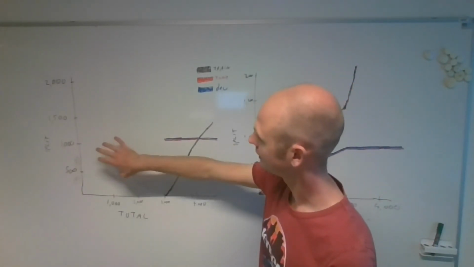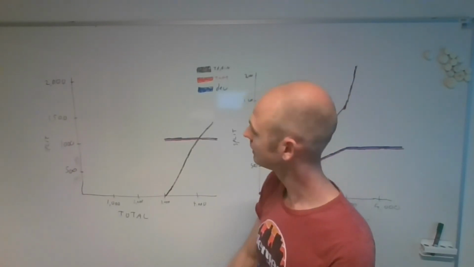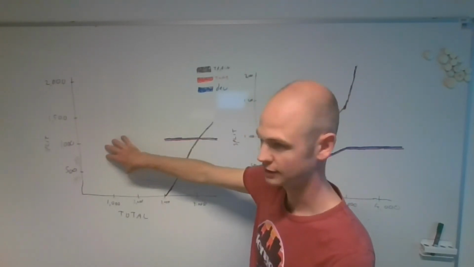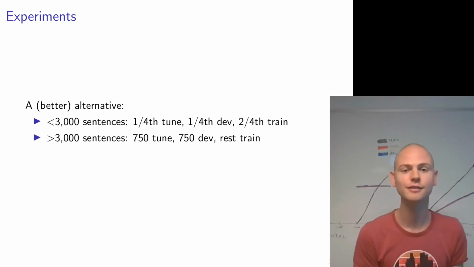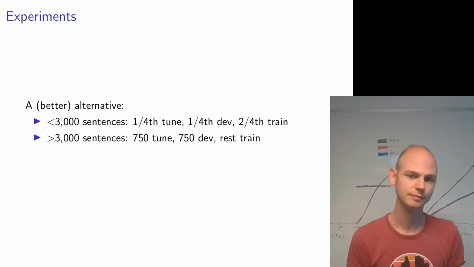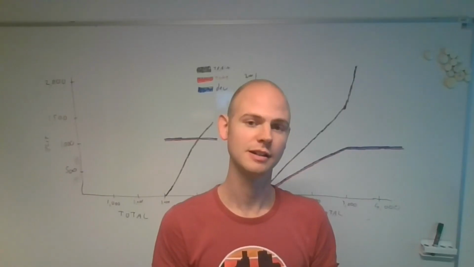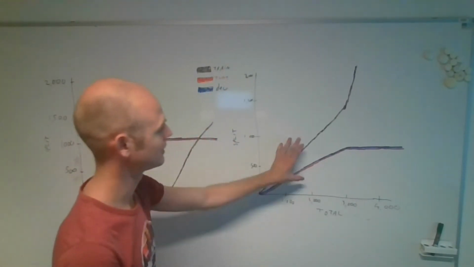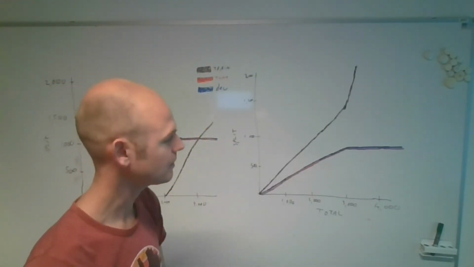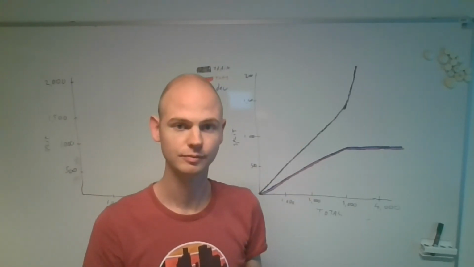And there's one big flaw here that we realized when we were doing more experiments with the tune split, is that small datasets are not considered. So we redesigned the splits in what I consider to be a better alternative, where for datasets smaller than 3,000 sentences, we use 25% for tune and dev, the rest for train, and for datasets larger than 3,000 sentences, we use 750 for tune and dev, and the rest is train. As you can see in the graph here. So here we can see that also small datasets can be used.